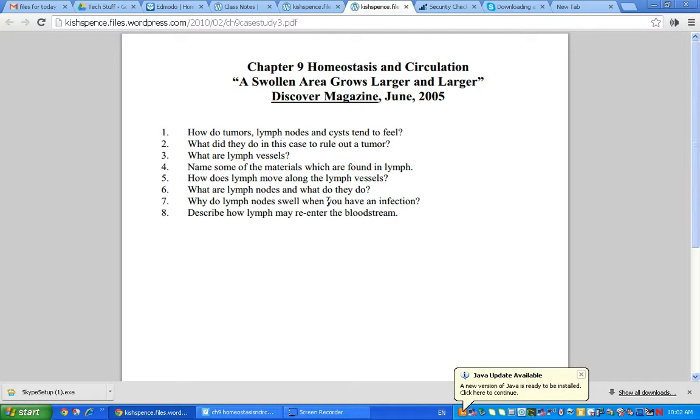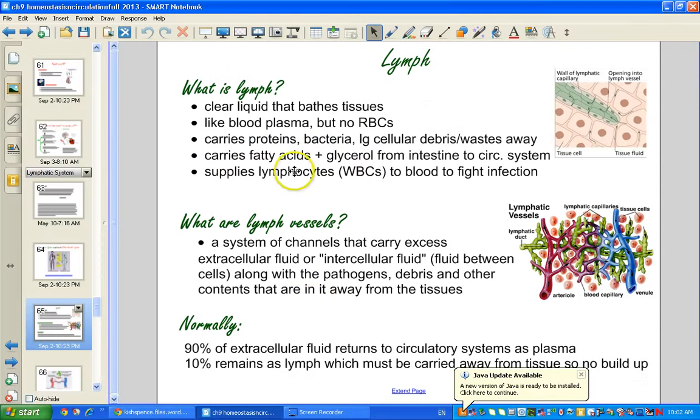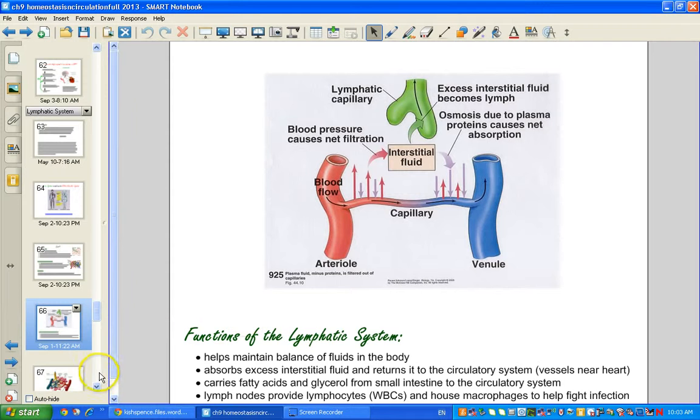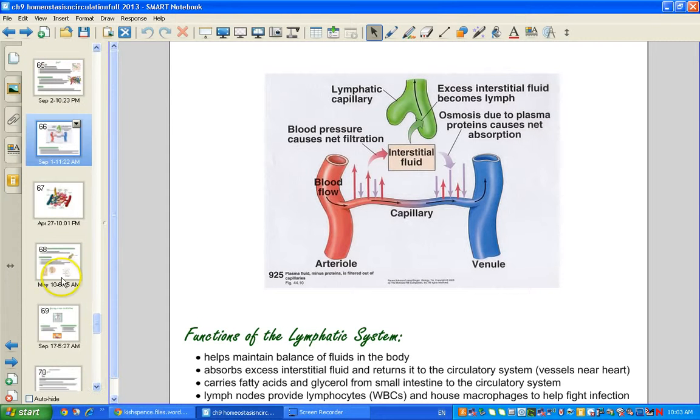Number 6, what are lymph nodes and what do they do? I can show you on here, and again, if you take a look on the class website, there is a video lesson linked there that describes all of this. It talks about what you find in lymph, and what the lymph vessels are, shown in green here, and I explain it in even more detail there. These are the functions of the lymphatic system.